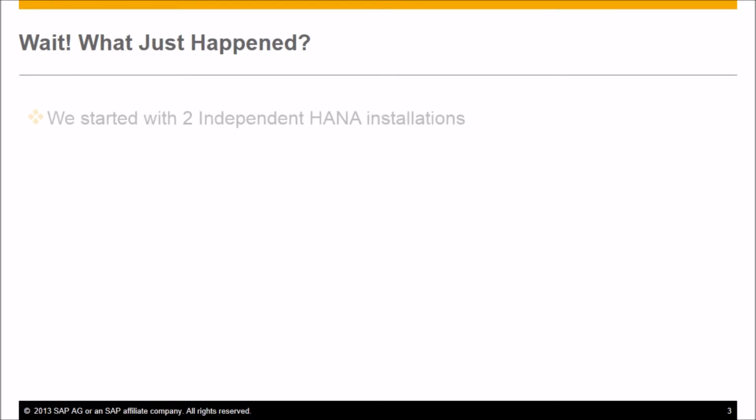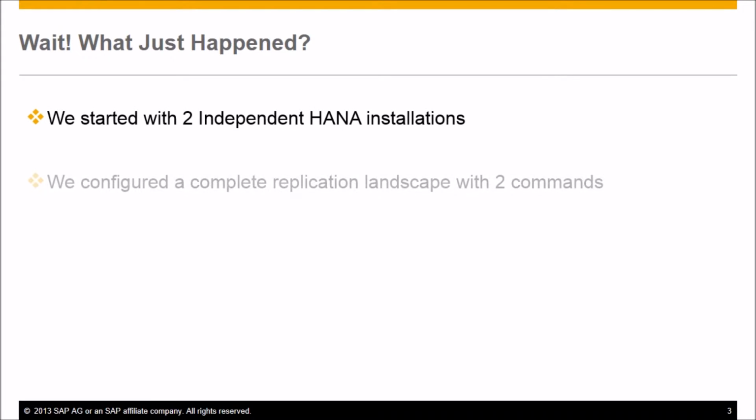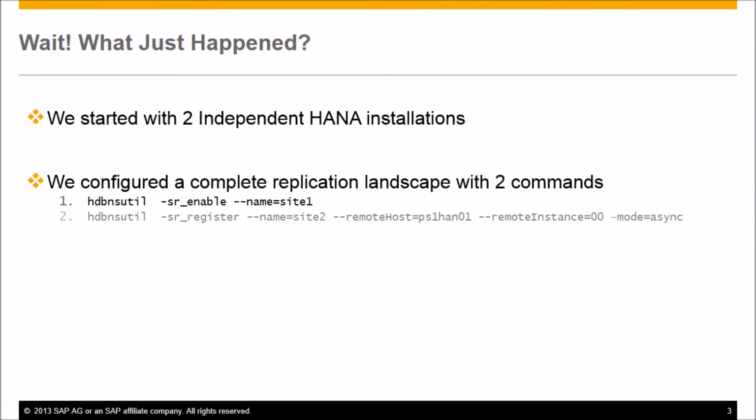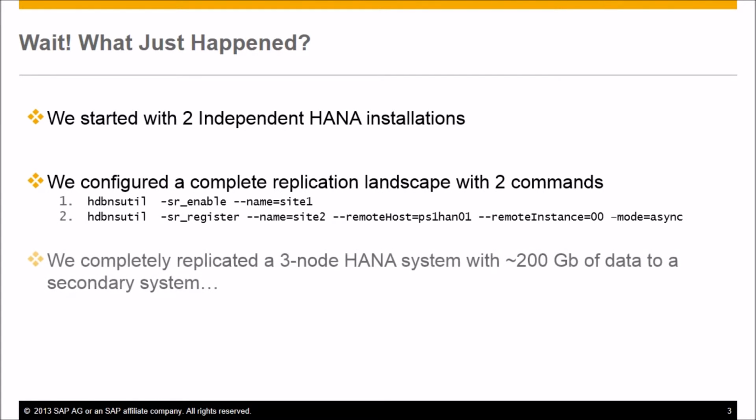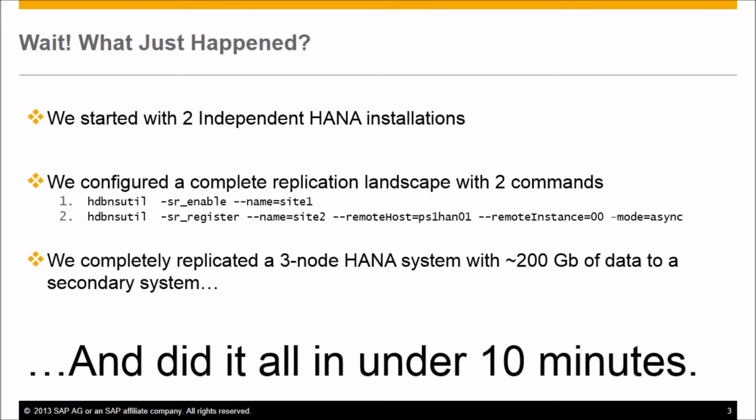Okay, let's recap what just happened. We took two separate HANA clusters, used two commands to set up replication between them, and completely replicated our 3-node HANA system with 200 gigs of compressed data, and pulled it all off in under 10 minutes. Try that with Oracle RAC.